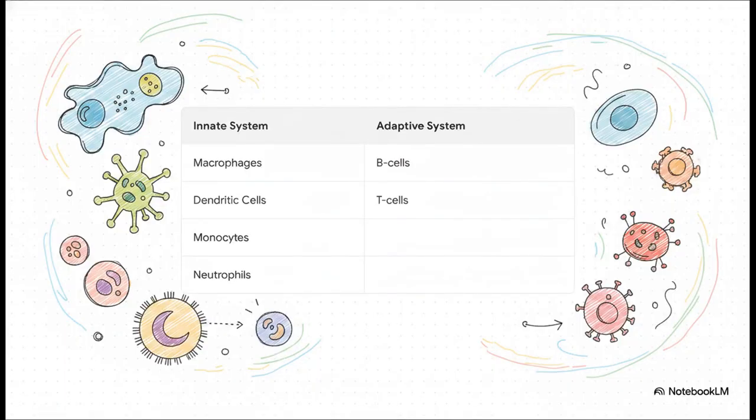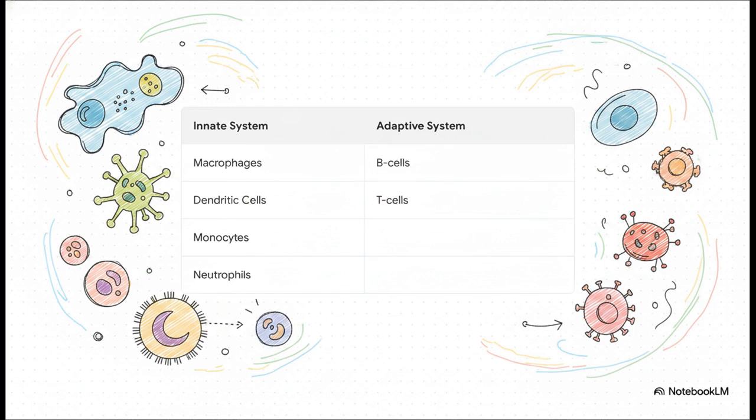Let's categorize some highly tested innate cells you absolutely need to know. First up are phagocytes. These are the eaters. Neutrophils rapidly devour bacteria. Monocytes circulate in the blood, but once they enter tissues, they mature into massive, hungry macrophages. Dendritic cells are a bit different. They capture antigens specifically to present them to the adaptive system.